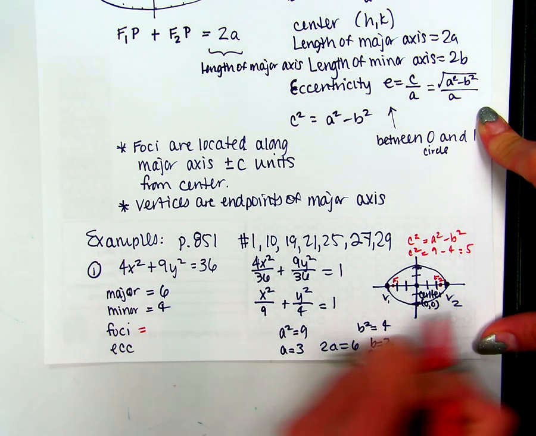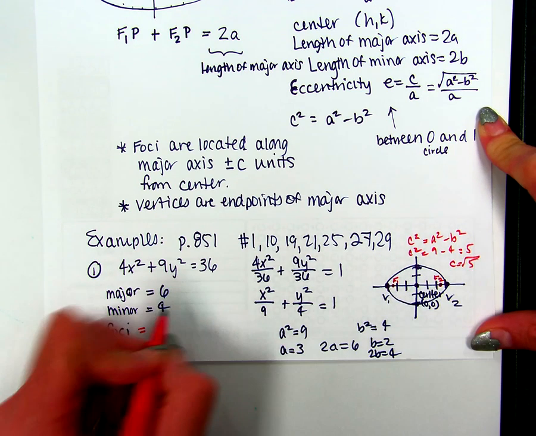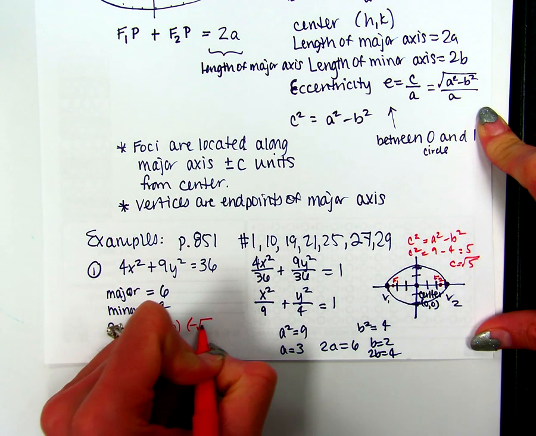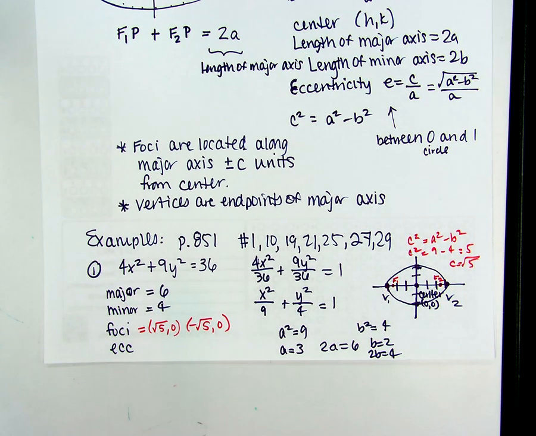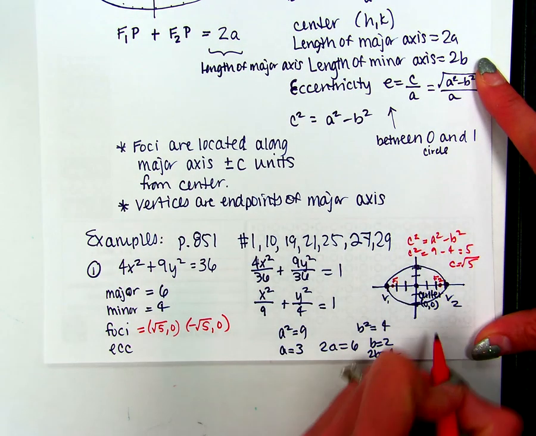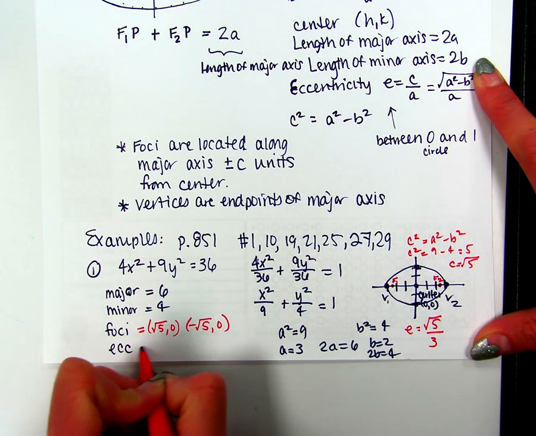So my foci are located at, this is square root of 5, right? So it's going to be square root of 5, comma 0, and negative square root of 5, comma 0. All right, and then I think that's all it asks you for. It wants the eccentricity. All right, so that is c over a, which is root 5 over a, which is 3.